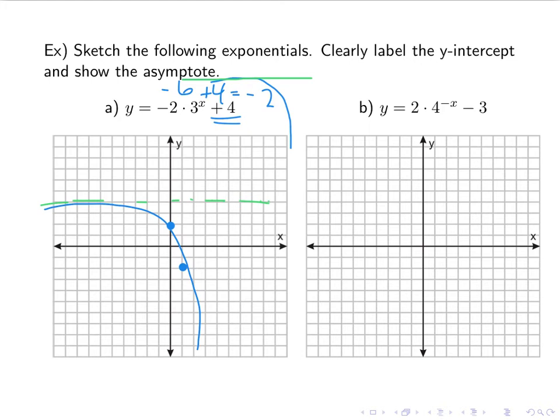Okay. Let's try B. Coefficient 2, positive, exponent negative. So that means I'm looking at the top right of that 2 by 2 set.